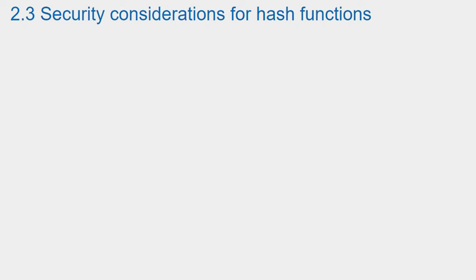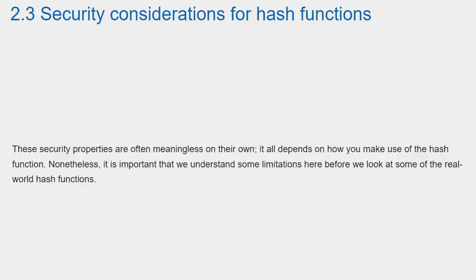Section 2.3. Security considerations for hash functions. So far, we saw three security properties of a hash function: preimage resistance, second preimage resistance, collision resistance. These security properties are often meaningless on their own.